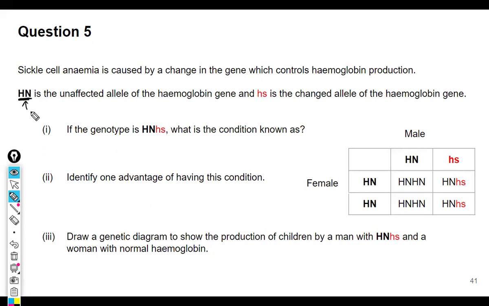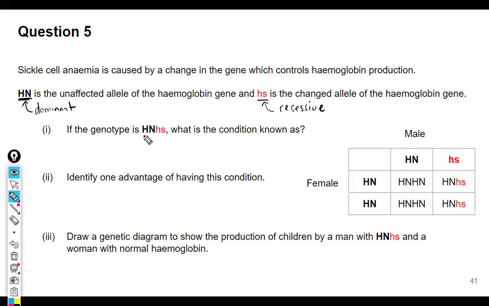This one, with all capital letters, obviously has to be the dominant gene. HN is the unaffected allele of the hemoglobin gene, and HS, capital H, small s, is the changed gene of the hemoglobin gene. So the small s is obviously the recessive. Remember, the recessive is the weaker one and the dominant is the stronger one.